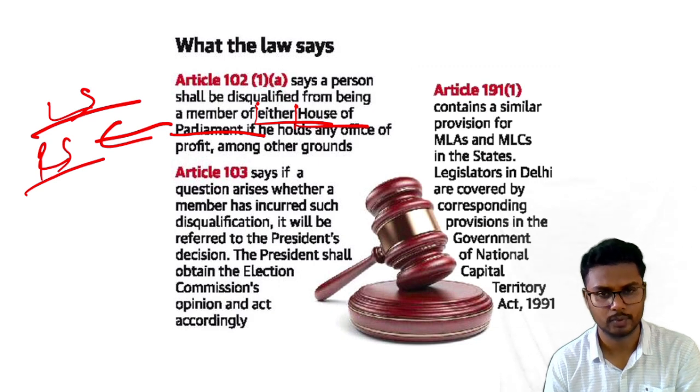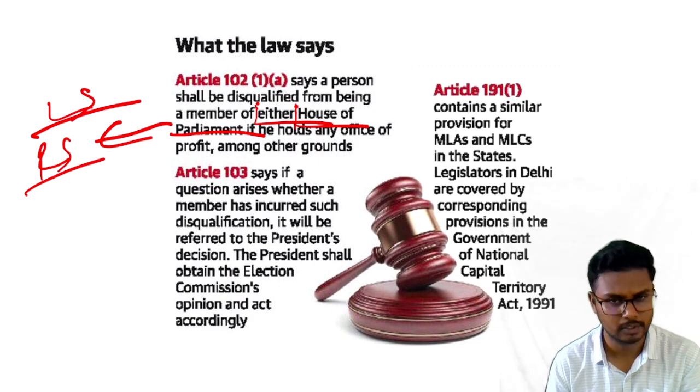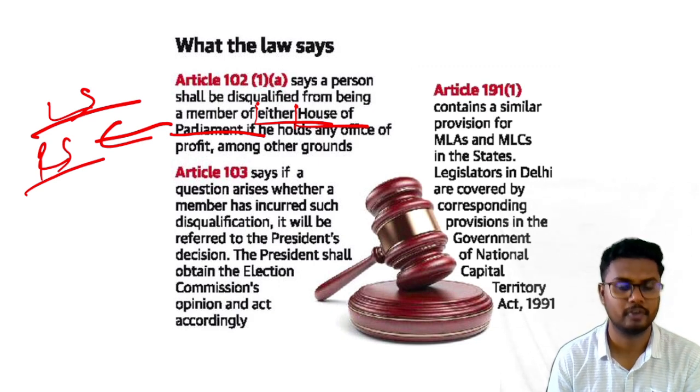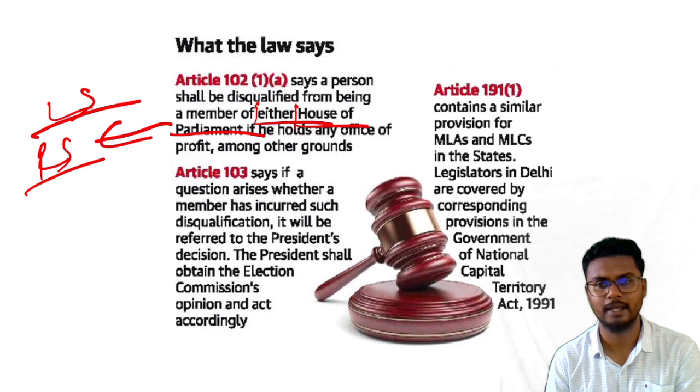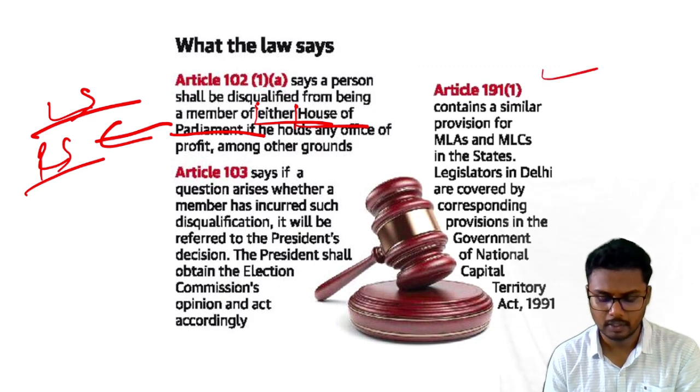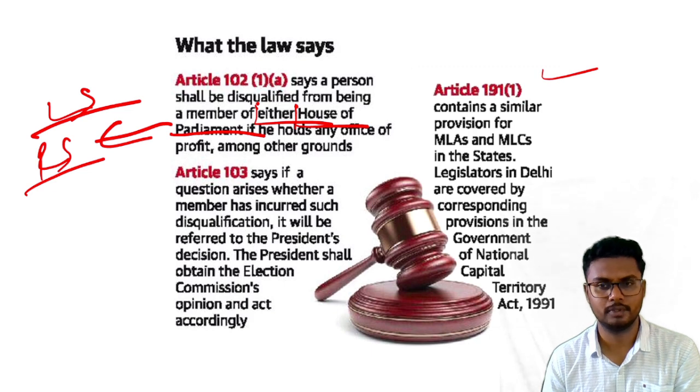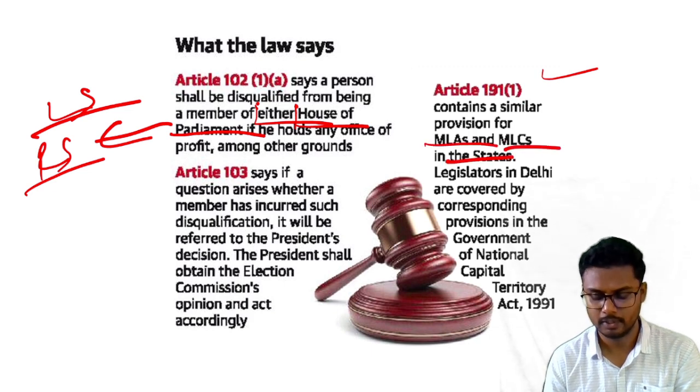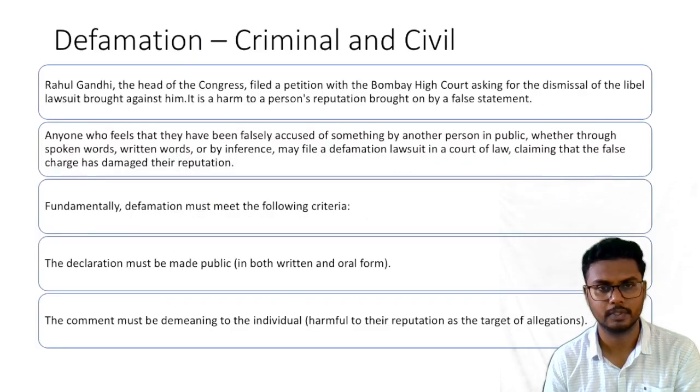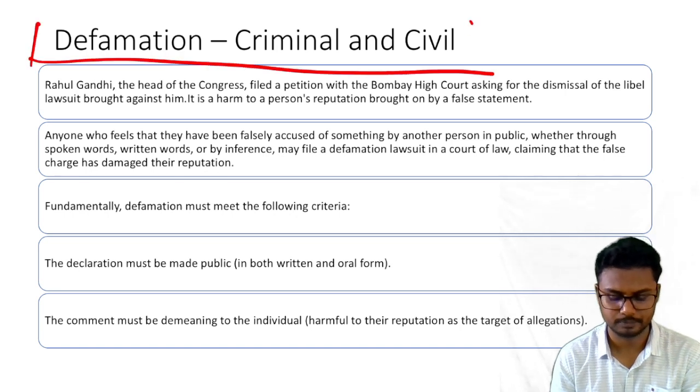It says, if a question arises whether a member has incurred such disqualification, it shall be referred to the President's decision, and the President shall obtain the Election Commission's opinion and act accordingly. Likewise, Article 191 clause 1 contains a similar provision for MLAs and MLCs in the state. Right. Next is about defamation.